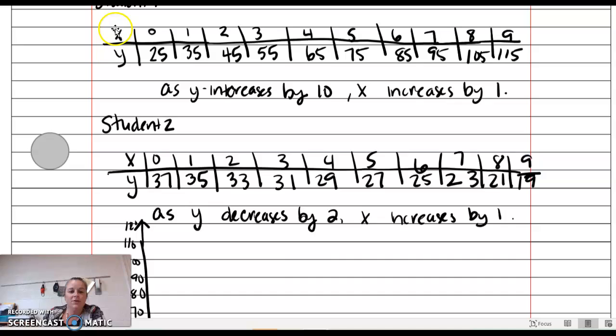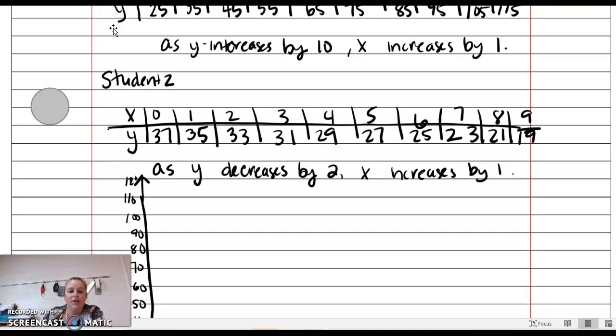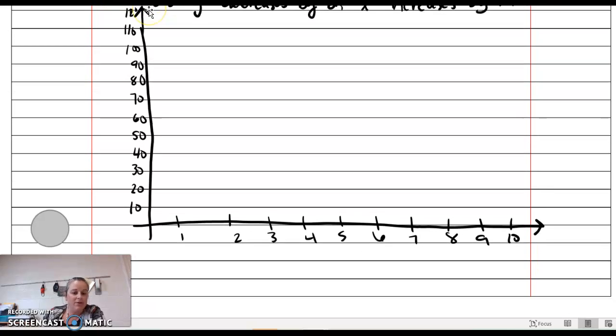I'll pick red for one of them. And if we look at the first student's table, the first number would be 0, 25. So here's 25, so I'll put a big fat dot there. At 1, it was 35. At 2, it was 45. At 3, it was 55, and so on and so forth. All right, and looks like we are going in a straight line. We do have a linear relationship for this guy, so I'm just going to draw a line through them.